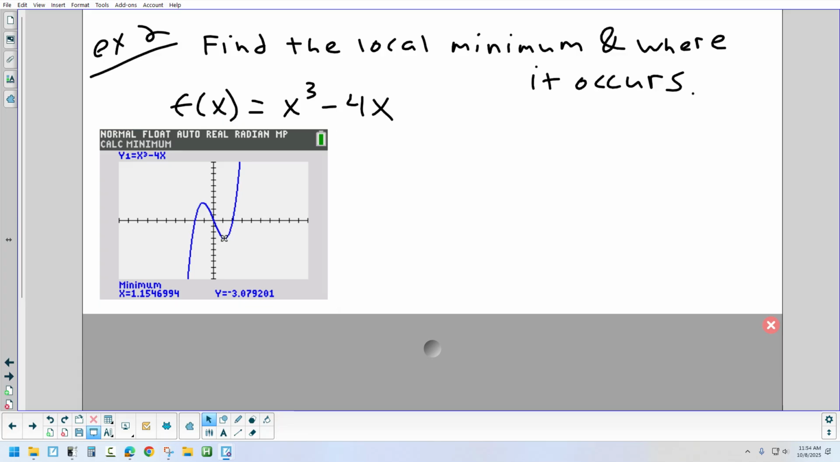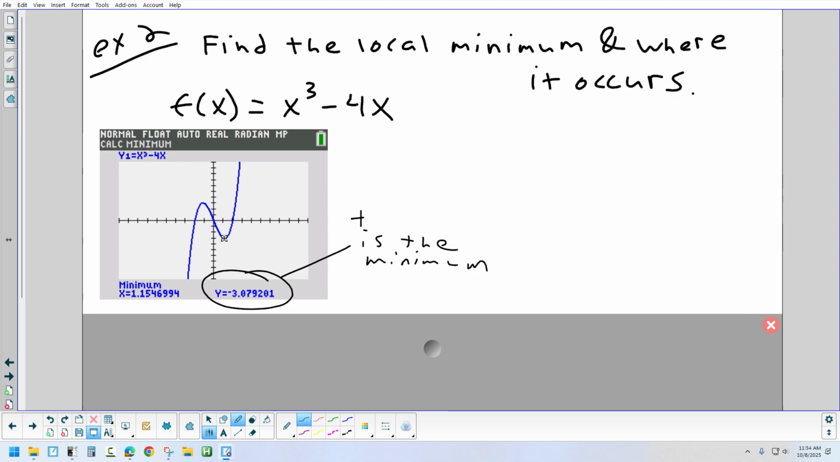Okay, so the calculator gives you two numbers. It gives you an x and it gives you a y. The y is the minimum. So this is the minimum. This is where it occurs. Okay, so that's the difference. This is what the minimum is. This is where the minimum occurs.